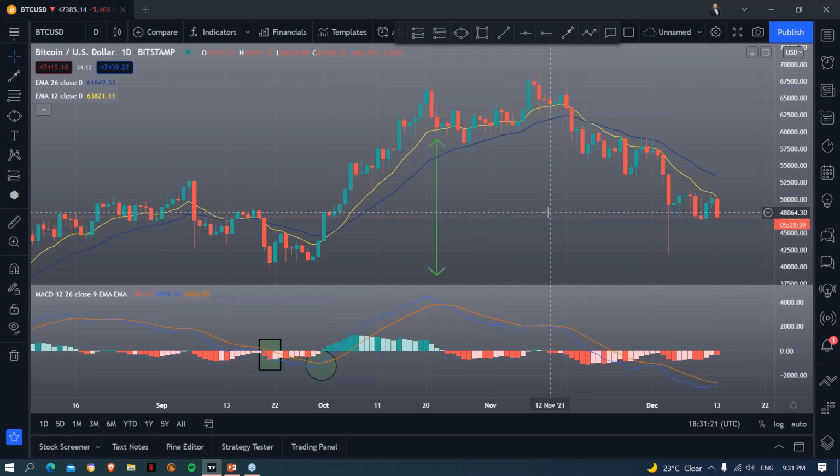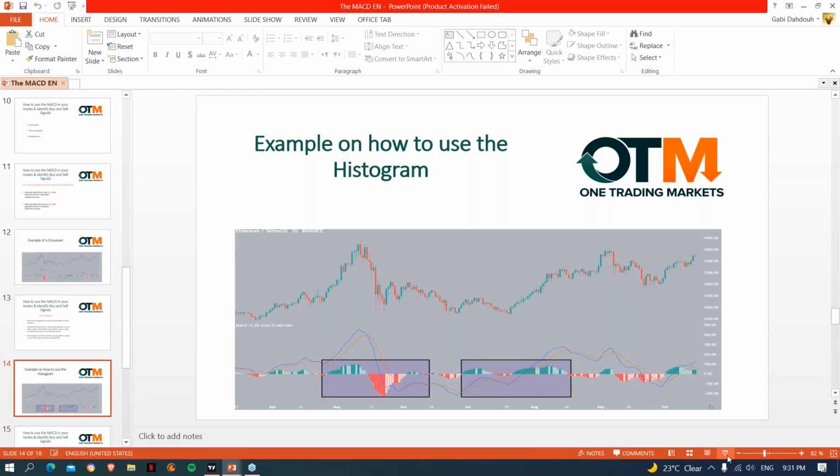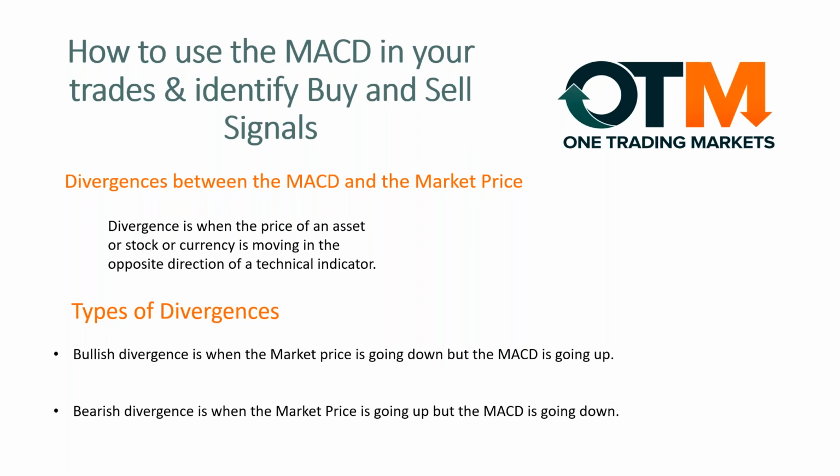This is the double verification system. And sometimes you can get a third verification to actually understand the market and know for certain that it's very highly likely that the market will change. And this is what we're going to learn next. And this is what we call a divergence.